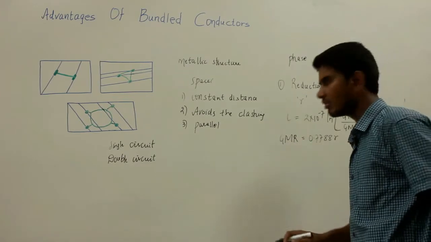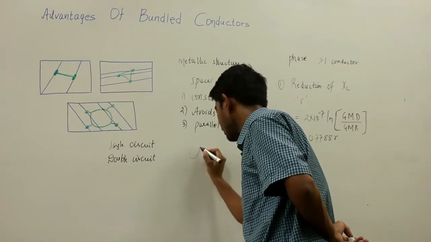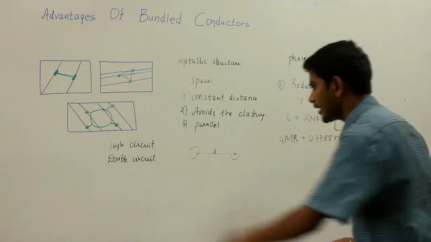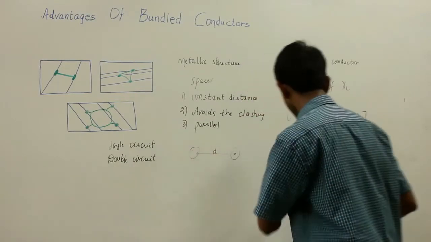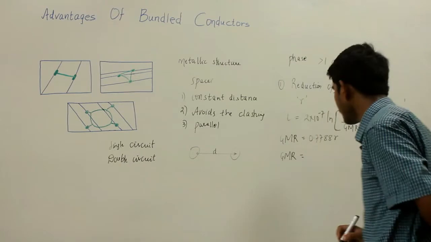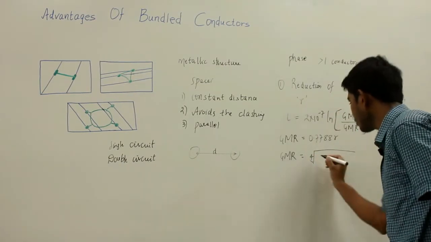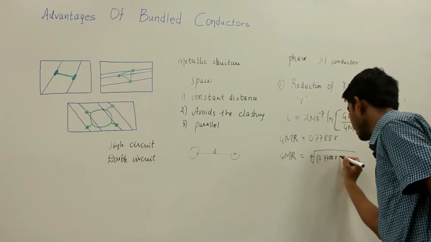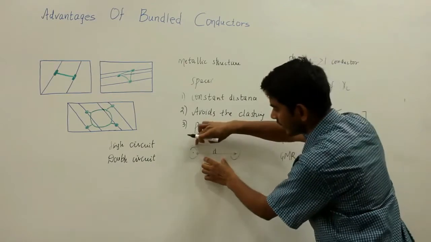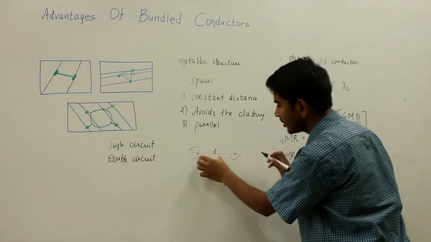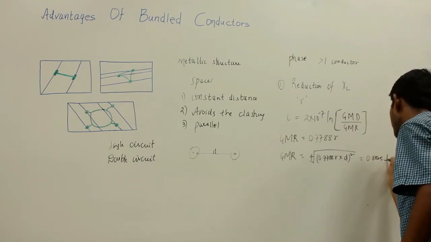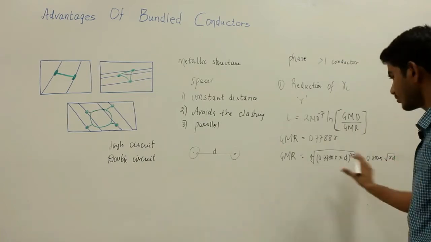Now let us find the GMR, the geometric mean radius, for a two conductor bundle. Let me say this is one conductor and this is the other conductor, and the distance between the two conductors is d. I know the GMR of a single conductor is 0.7788 R. So the GMR for the two conductor bundle is given by the fourth root of (0.7788 R into d) squared. Here I have 0.7788 R into this distance for one conductor, and again the same for the other. So I made it square, and this results in 0.8825 into the square root of R d. This is what you get for a two conductor bundle.